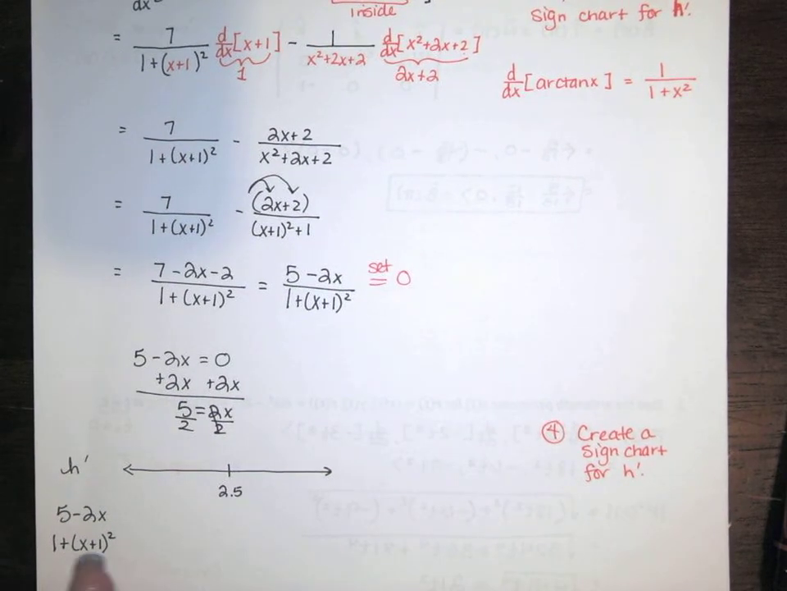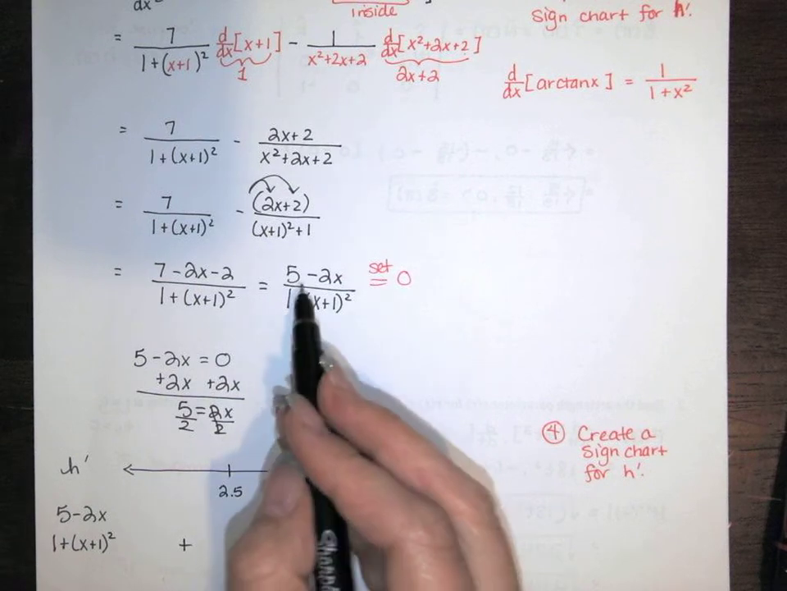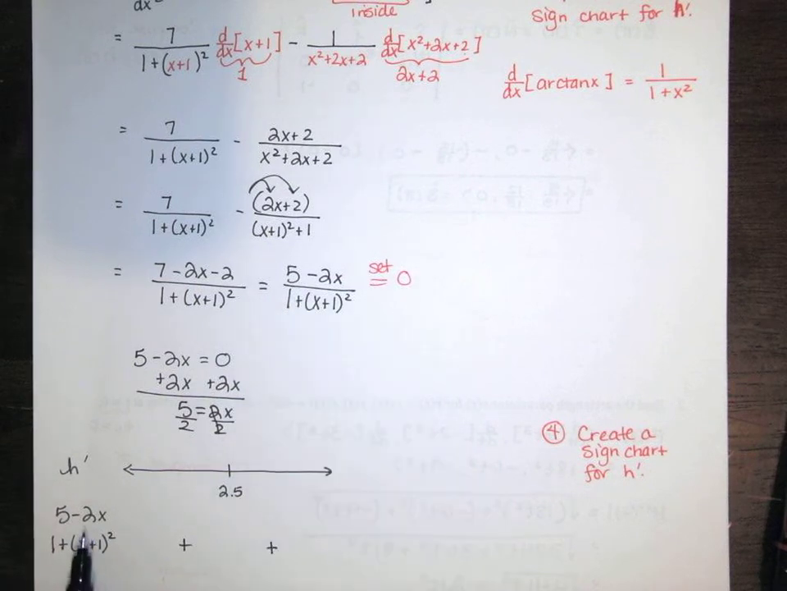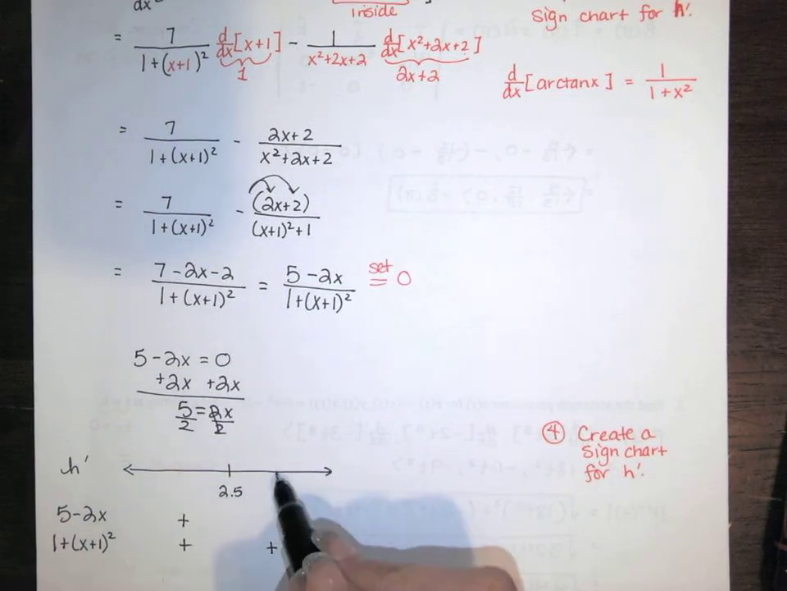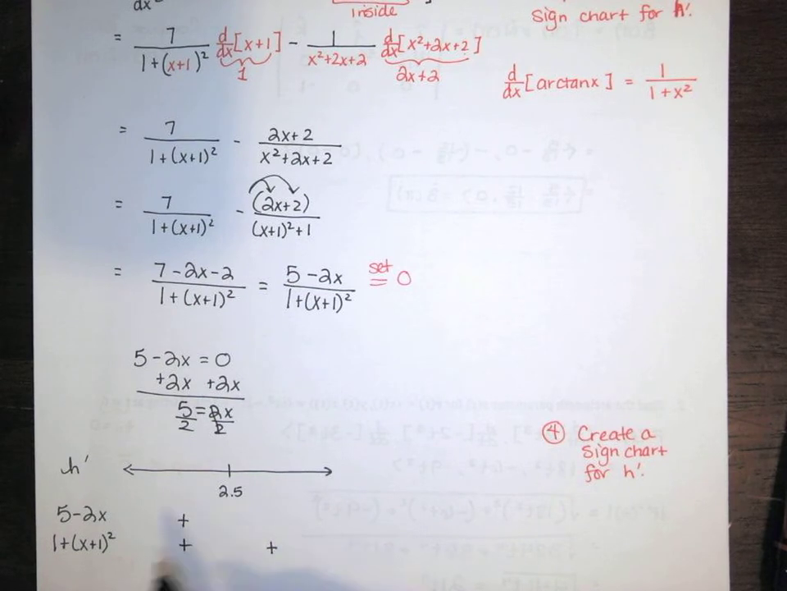No matter what x is, this is positive. So we get a positive and a positive there. And the numerator, well, that's going to depend on the value of x. When x is less than 2.5, you can pick any x value you want as a test value. I would try x equals 0. So I get 5 minus 0, which is 5. And you can pick any x value you want over here. Let's use x equals 3. 2 times 3 is 6. 5 minus 6 is negative 1. So h prime is positive on this side and negative on that side.